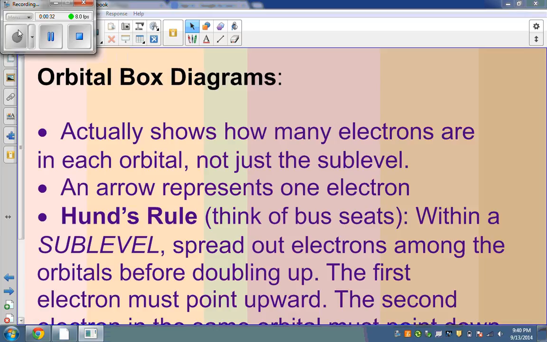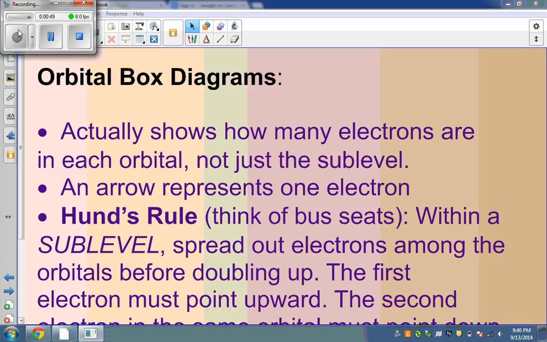So the orbital box diagram is going to have to represent each electron, and we're going to do that in the form of an arrow pointing up and an arrow pointing down. That would represent 2 electrons inside one orbital. There's a few rules to keep in mind.